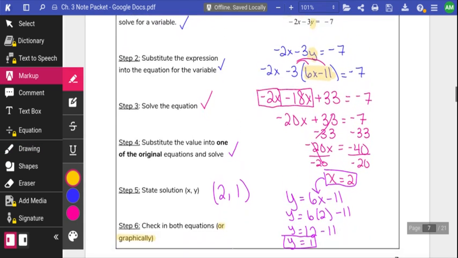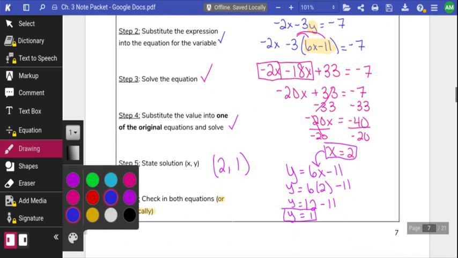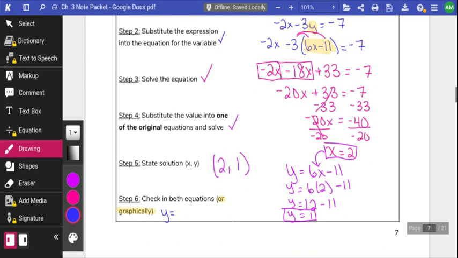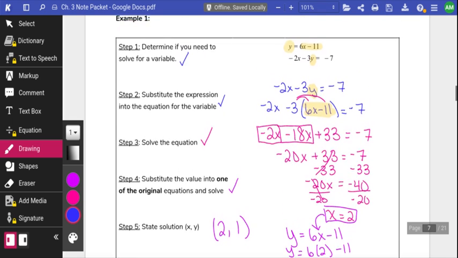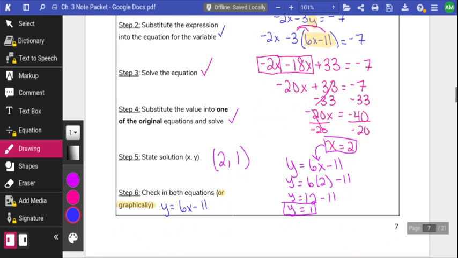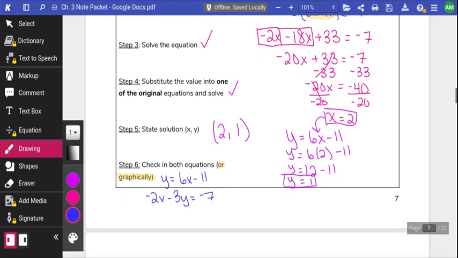So in your graphing calculator, one of your y equals equations would be that 6x minus 11. The other one you would need to move around so that it said y equals before you could put it into the graphing calculator. To move it around, I'm going to add 2x to both sides. I would get negative 3y is equal to 2x minus 7.